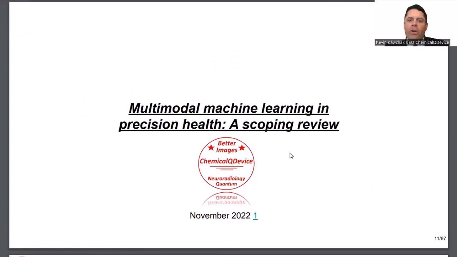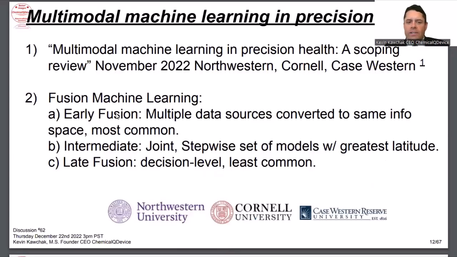Now, getting into all the medical stuff. As you may know, machine learning, and this goes back to even before 2020, is making a huge impact in healthcare. If you just want to look at, say, genomics and use machine learning there, now we're looking at multimodal between, say, genomics, EHR data, imaging data, and the like. I kind of alluded to this a little bit before. So you have early fusion, where multiple data sources are converted to the same info space, which is most common.